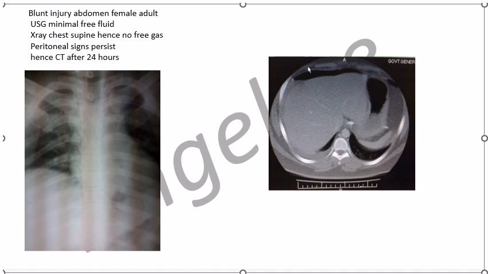Hence CT after 24 hours and you find free gas here. These are important clues. So what I want to tell is serial abdominal examination is very, very important. And that cannot be replaced by AI in the near future or even in the far future.